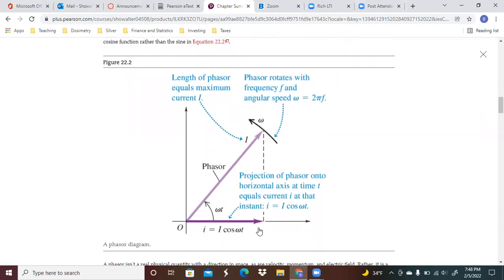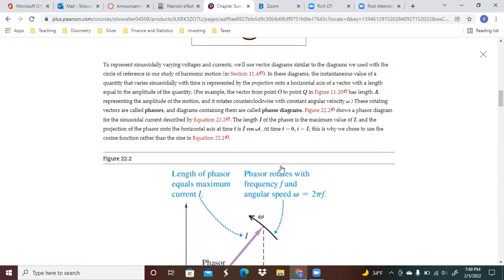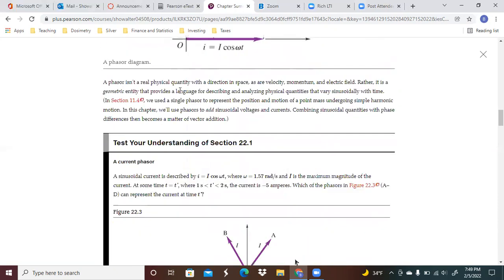And this is why cosine is chosen, because whenever the angle is 0 here, this is actually a positive value. That's what cosine will lend to you. If it were sine, they would both be 0, and that's not really where we want to start out with these. So it isn't a real physical quantity with a direction in space, but it's more of a geometric entity that provides a language for describing and analyzing physical quantities that vary sinusoidally with time.